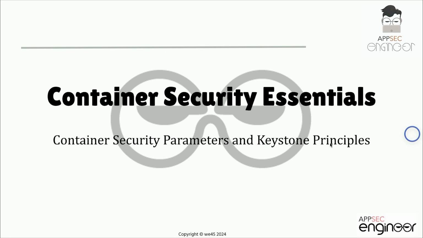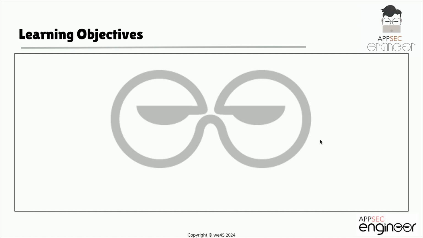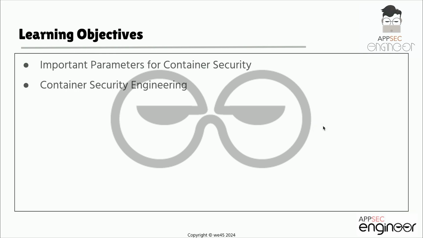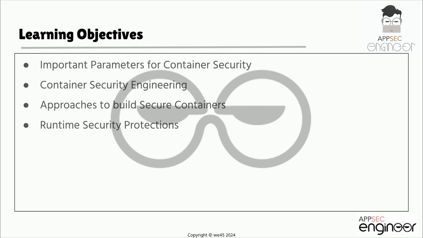Okay, with that, let us look at the learning objectives of this section. First, we are going to look at the important parameters to keep in mind for container security. Then we are going to look at container security engineering so that our implementations of Docker containers are secure. Then we are going to look at approaches to build secure containers in order to reduce overall attack surface when we are implementing Docker containers. And finally, we are also going to look at some of the runtime security protection we can use when we are running Docker containers.